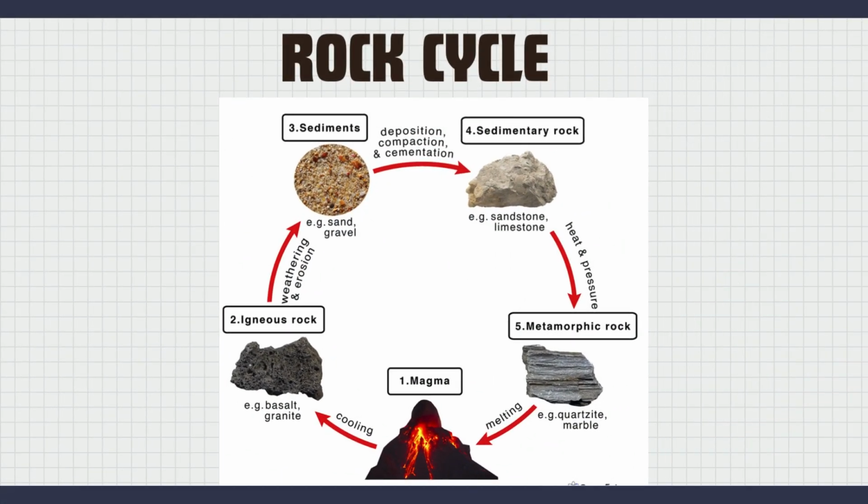So the image shows the rock cycle. It illustrates the process of how rocks change over time. The cycle starts with magma, which is molten rock. When magma cools, it turns into igneous rock.